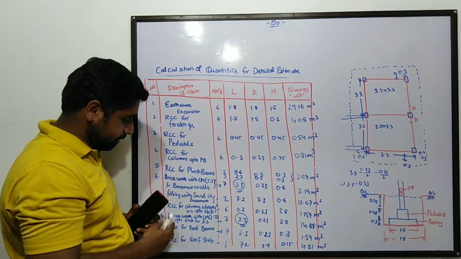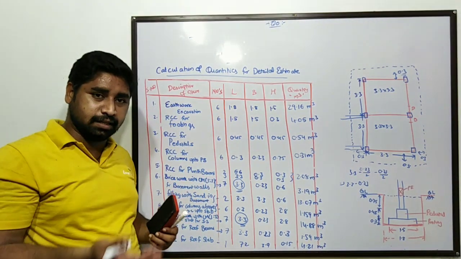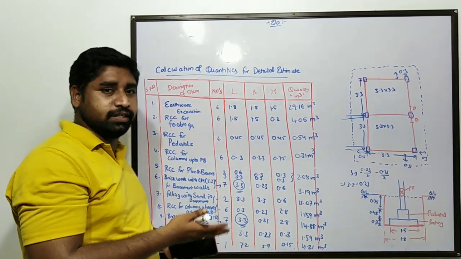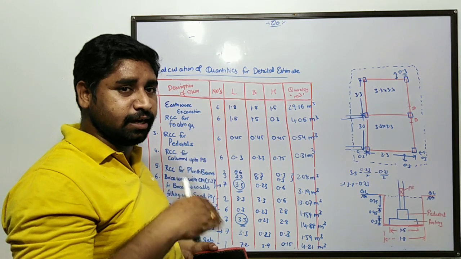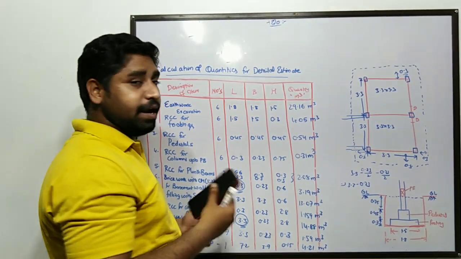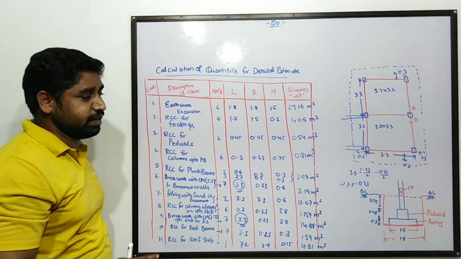So these are the basic items, and plastering also will be there, that I haven't done here. Plastering is another item, for finishing, outer finishing and inner finishing will be there, plastering inside and outside. So that will be there, and painting will be there. All those are additional items. So these are the basic items we have taken here.